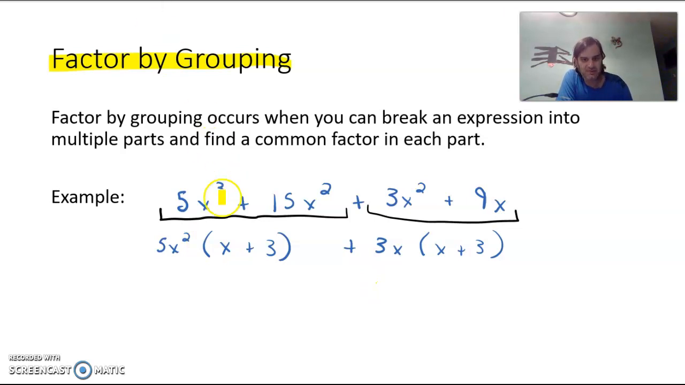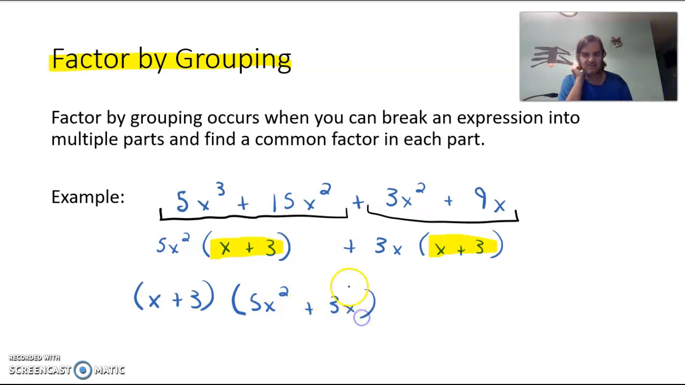The first one has 5x squared times x plus 3, and the second one is 3x times x plus 3. So now I've arranged it in two big terms that have a common factor. So I can pull that common factor out front. I can pull the x plus 3 out front since it's in both of those terms. And what will be left will be what's being multiplied there: 5x squared from the first one plus 3x from the second one. Okay? And so you can actually see the x plus 3 out front.